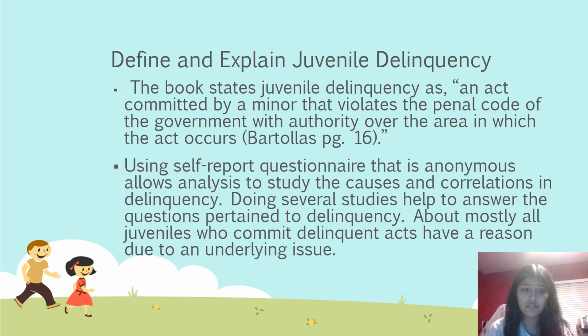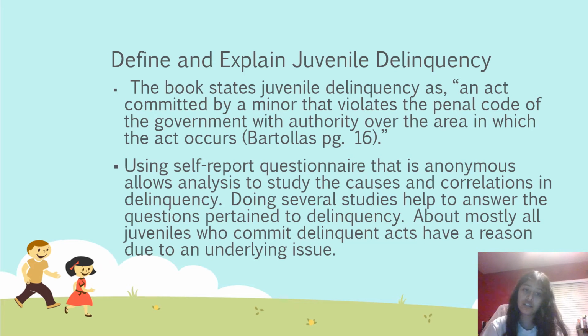Define and explain juvenile delinquency. The book states juvenile delinquency as an act committed by a minor that violates the penal code of the government with authority over the area in which the act occurs. Using a self-report questionnaire that is anonymous allows analysis to study the causes and correlations in delinquency. Doing several studies helps to answer the questions pertaining to delinquency.